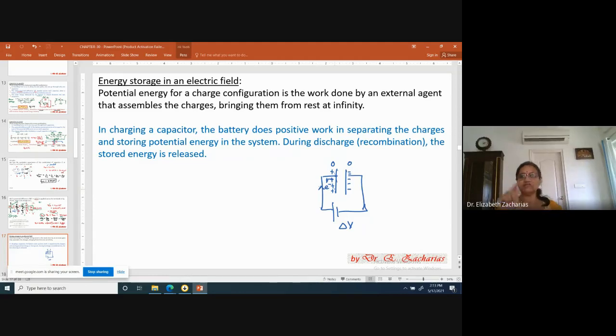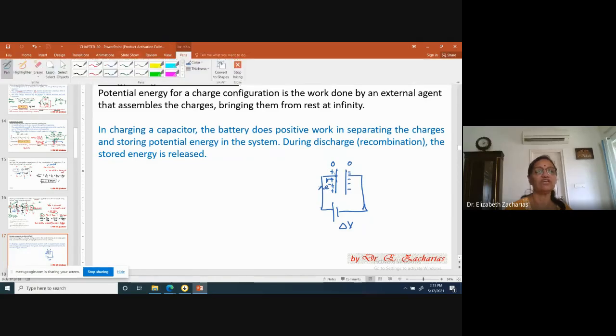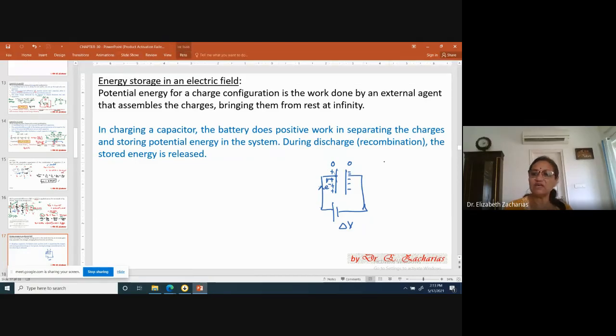So here also the battery is doing positive work. It is actually pulling out electrons and putting them on the other plate. Even otherwise, you must remember an equation from your previous chapter that says work done by electrostatic force is equal to Q into delta V. Do you remember this equation? Yes or no? You don't seem to remember anything. So the battery is doing positive work of pulling out charge from one and putting it on the other, and there is a potential difference between the two.